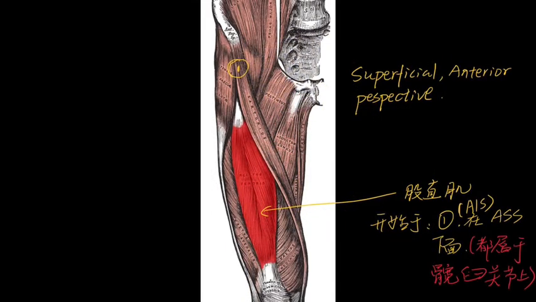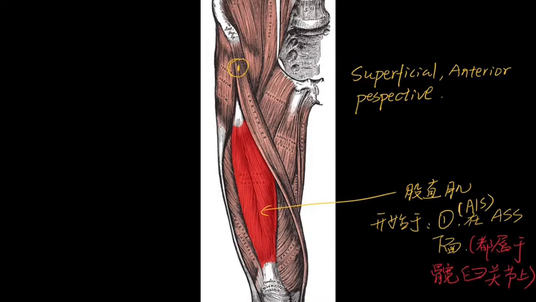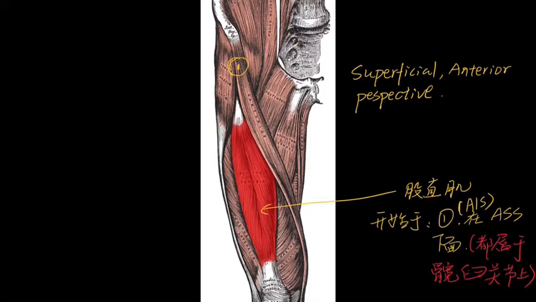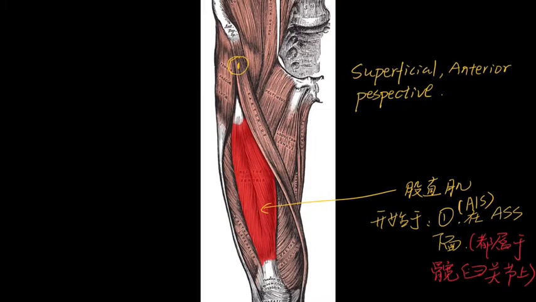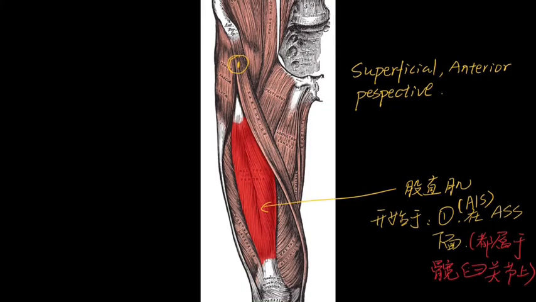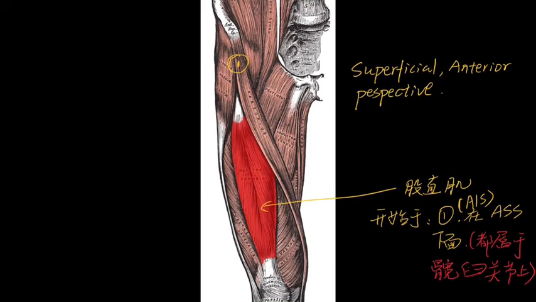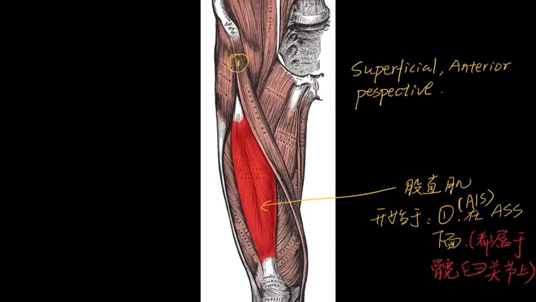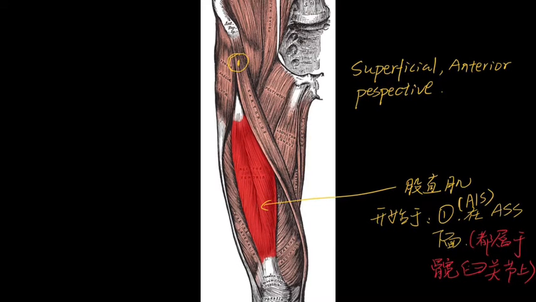Regarding the quadriceps, the most superficial or anterior one is the rectus femoris. As you can see in the graph, the origin of the rectus femoris is just below the anterior superior iliac spine, which is the anterior inferior iliac spine, and it ends on the quadriceps tendon.